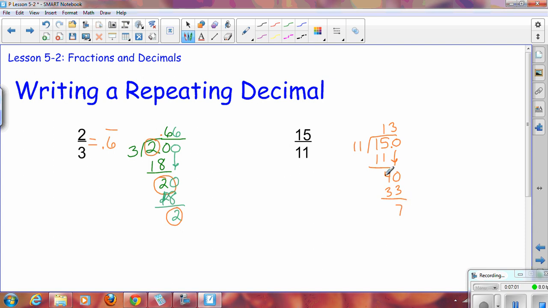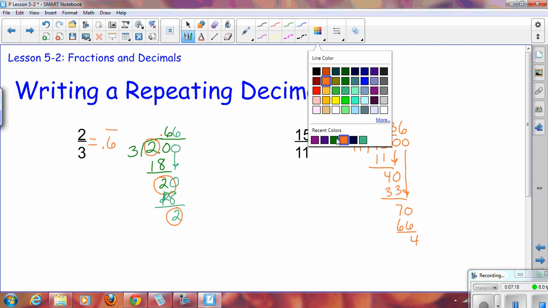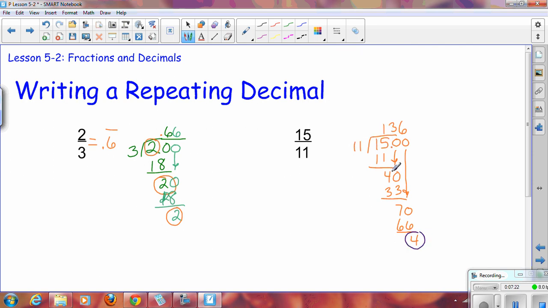Not the same number. 4 and 7 are not the same number, so I add a 0 and I keep going. 11 goes into 70 6 times. 6 times 11 is 66. When I subtract, I get 4. This is where you see the repeat, okay? You got 4 when you subtracted here. You got 4 when you subtracted here.